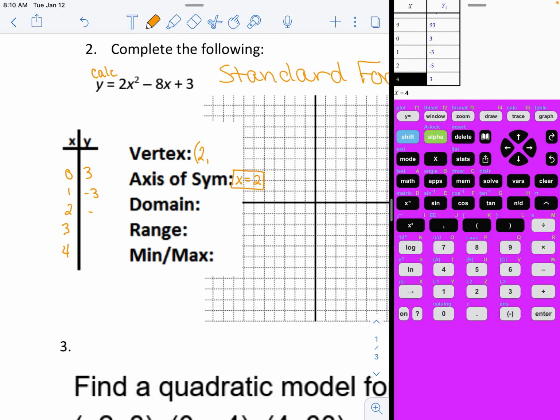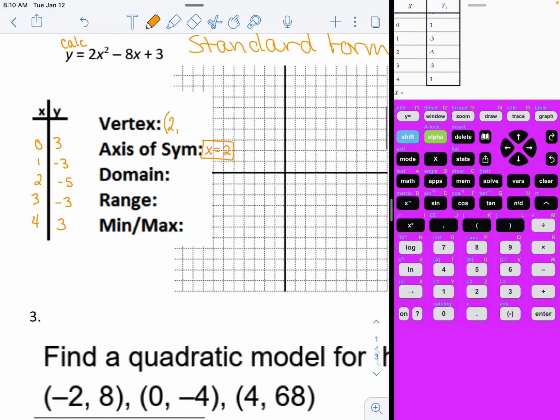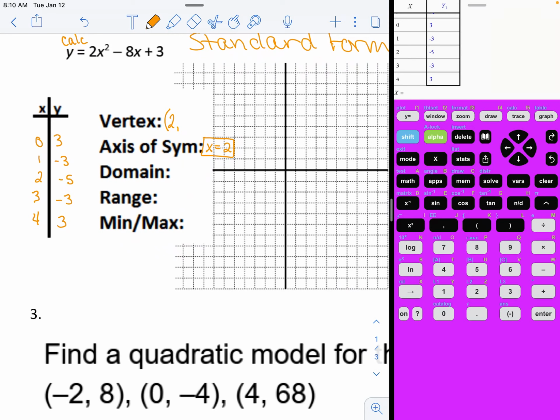2 gives me -5. 3 gives me -3, which is what I want to see. And 4 gives me 3. So I have that really nice reflection because everything's in terms of whole numbers. My calculator did the work for me for plugging in for the y value for -5.